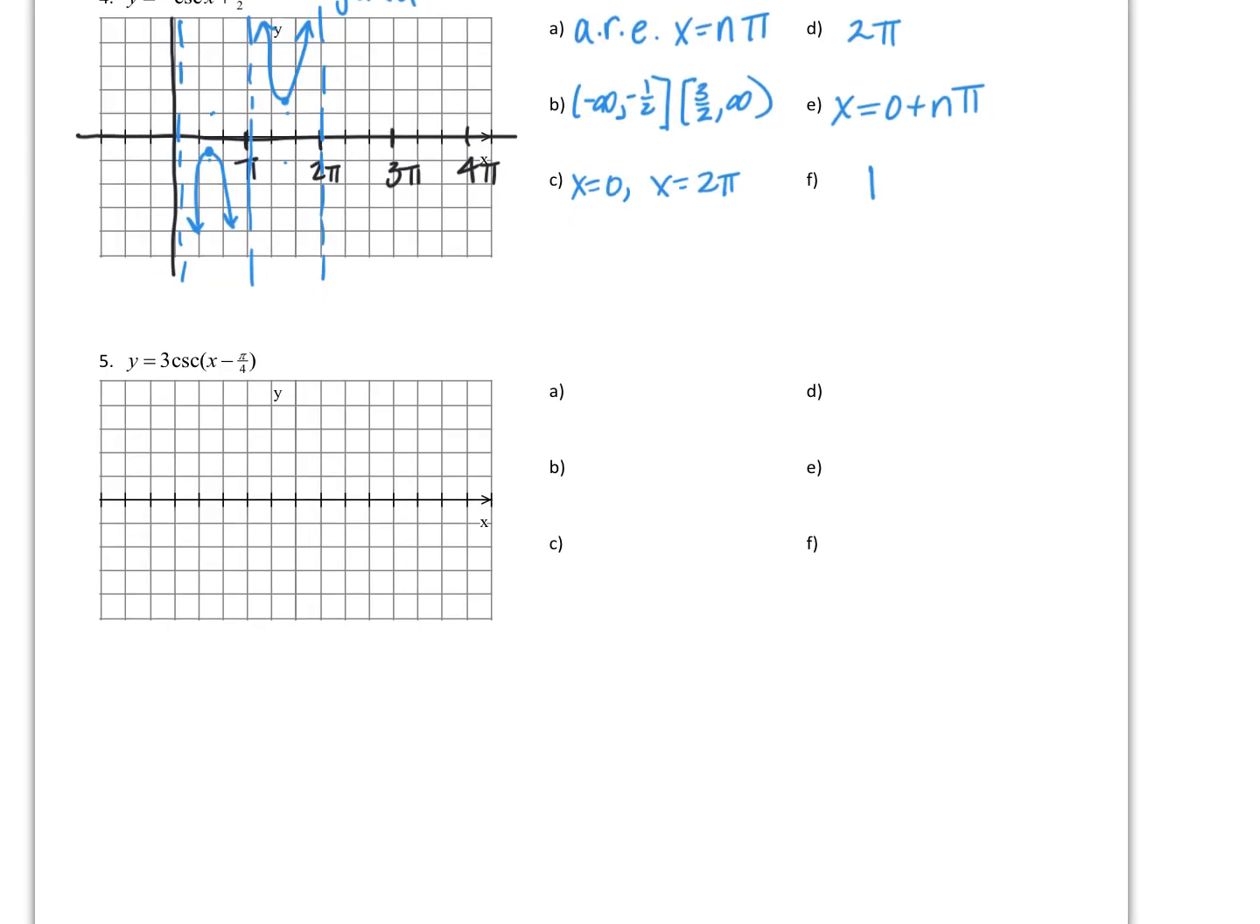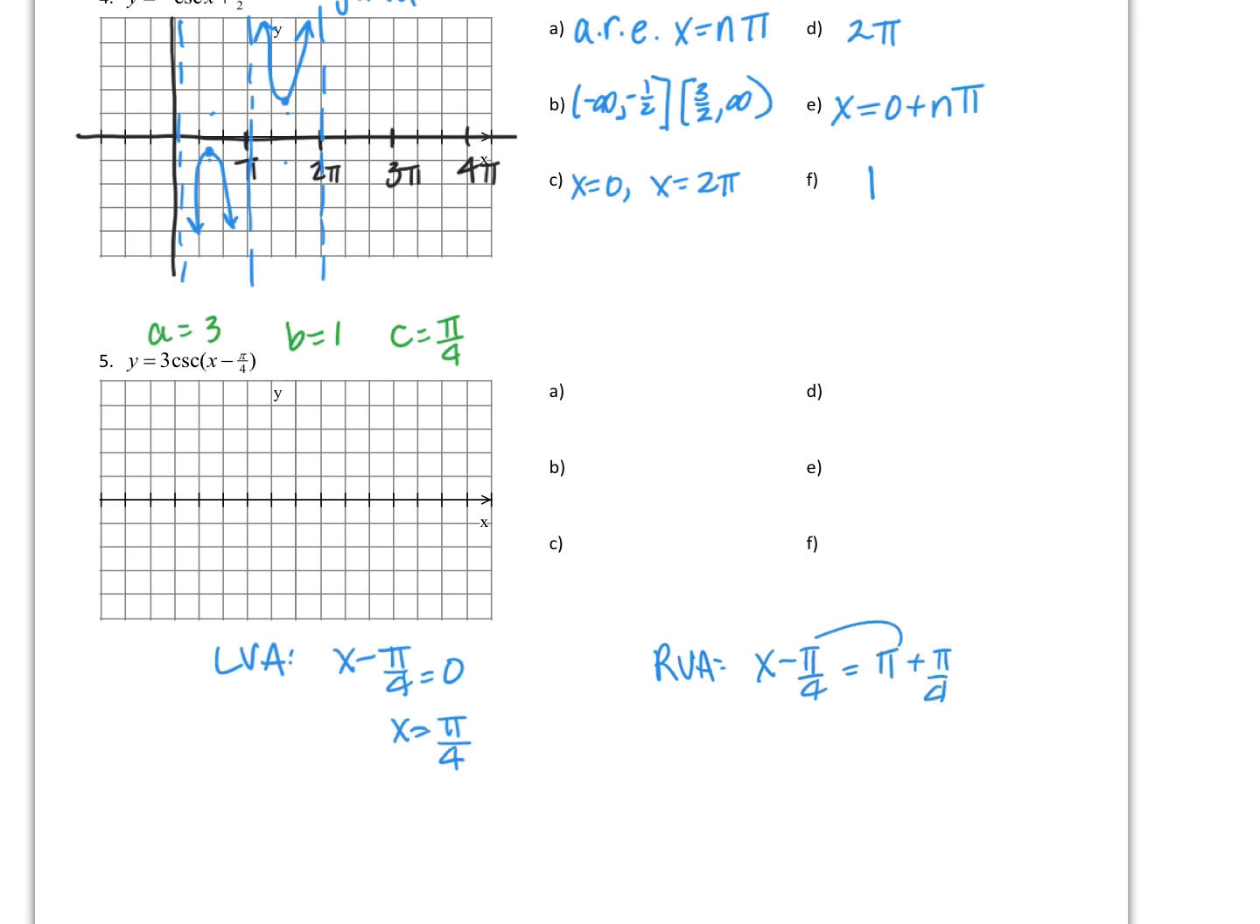Last one. All right, A is 3, B is 1, C is pi over 4. So what are we doing here? We're moving this thing to the right, pi over 4. So let's do our calculations. So this would be x minus pi over 4 is equal to 0. So that's shifting that asymptote a quarter of a pi. My right vertical asymptote is going to be x minus pi over 4 equals pi. So if I add a pi over 4, that means x is 5 pi over 4.